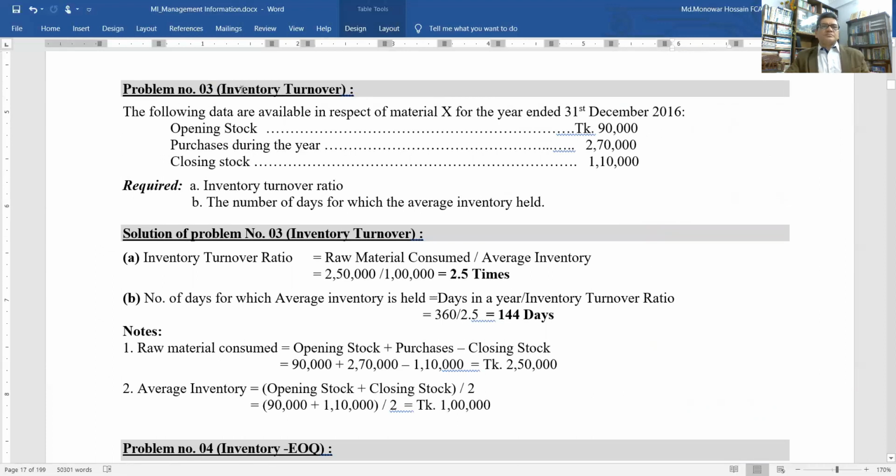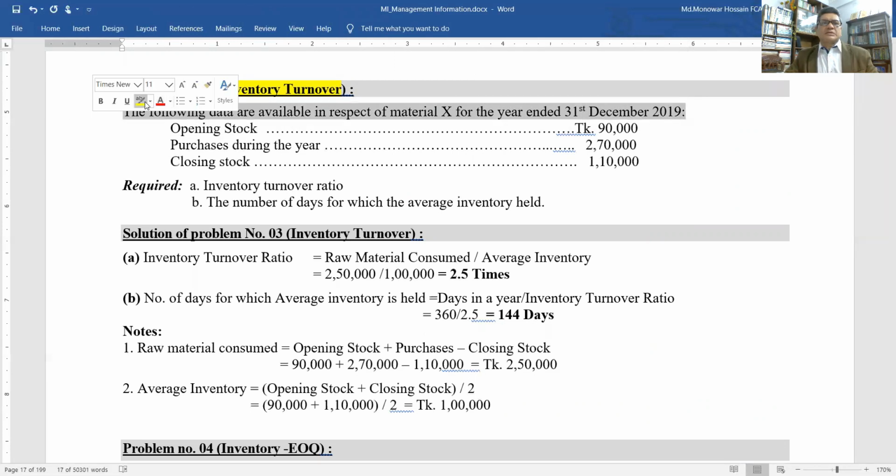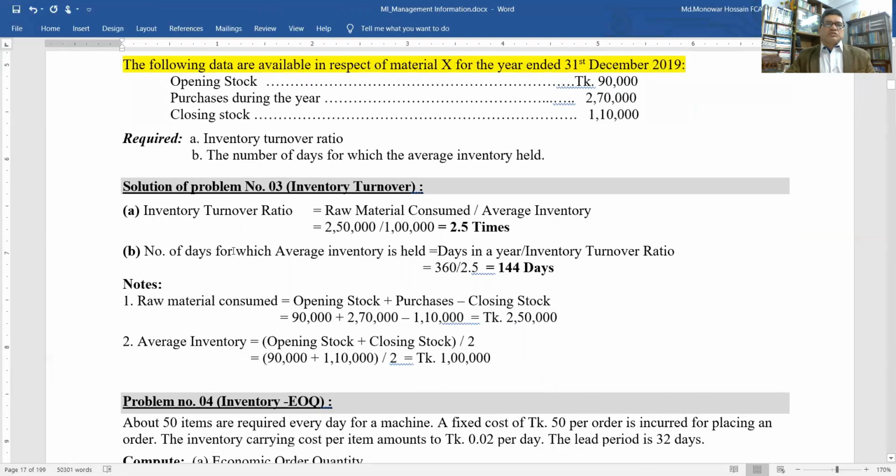Okay, so here is another example, inventory turnover. Look, the following data are available for material X, as of 31st December 2019. Opening stock 90,000, purchases during the year 2,70,000, closing stock 1,10,000. You have to calculate the inventory turnover ratio and the number of days for which the average inventory is held. We know the formula for inventory turnover: raw material consumed divided by average inventory. So we get 2.5 times.